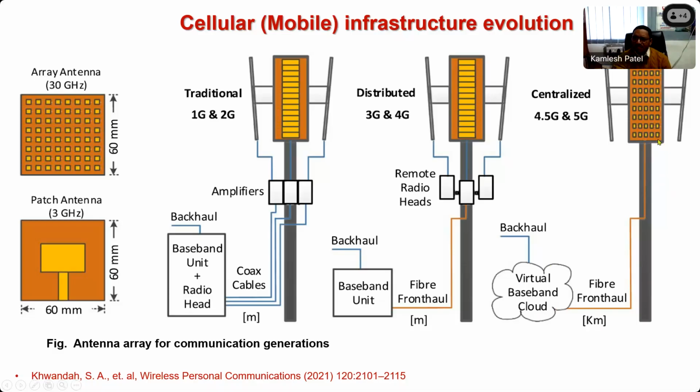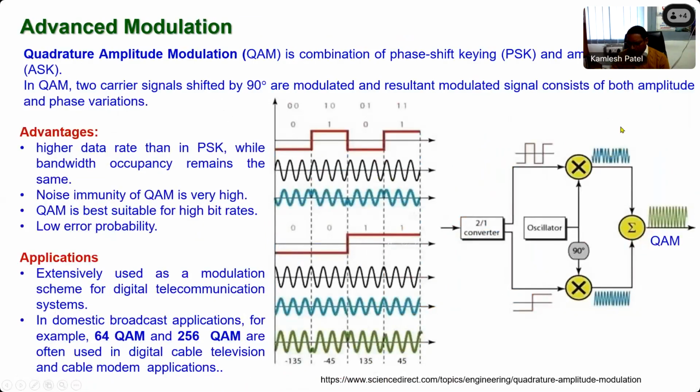Also, the size of the antenna is changed. So we are using a larger number of antennas in 5G technology. One more thing: mobile technologies are also using advanced modulation techniques. The new modulation technique is known as quadrature amplitude modulation, and it involves two different kinds of modulation.